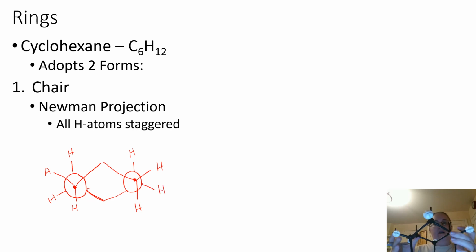So if you look at our Newman projection here, everything is nicely staggered, which is again one of the rationales for why our cyclohexane ring is so stable, because no matter how we rotate this or what carbons we look down, because of that chair conformation, we have a very stable conformation with all of our hydrogens being staggered.